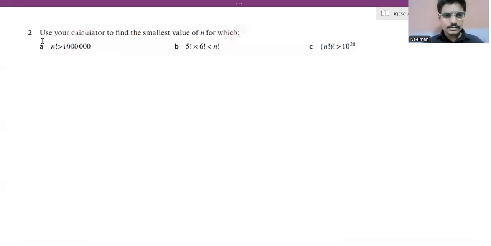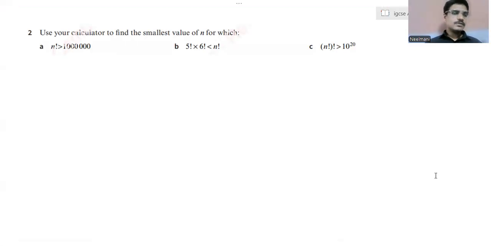Now we move to the second question of it that says: use a calculator to find the smallest n value for which. Now there are 3 questions here. Something like this. So use a calculator to find the smallest value of n for which. Then this one, you would use a hit and trial method. Now what is a hit and trial method? Basically, you will try to put in values and know which value will give you around this, right?